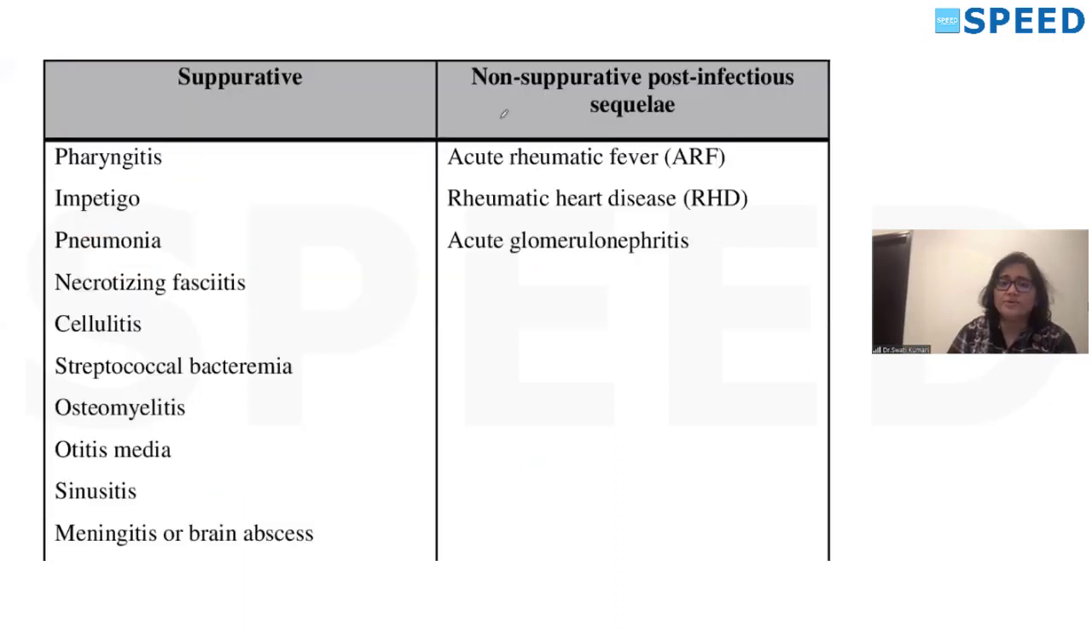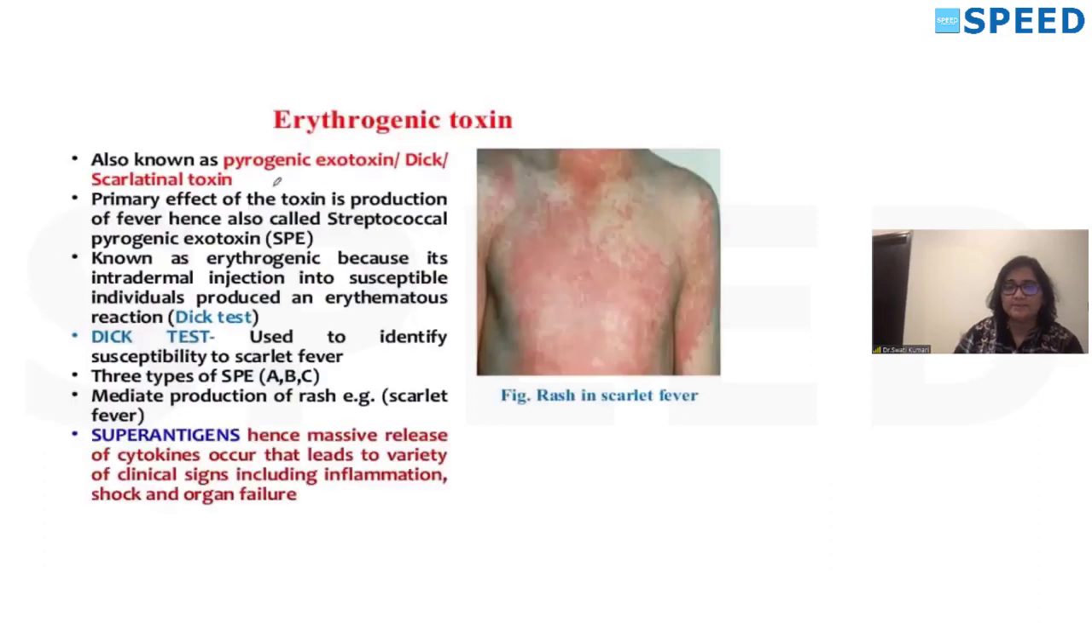So pyogenes causes suppurative and non-suppurative infections: pharyngitis, impetigo, which is a skin lesion, pneumonia, and necrotizing fasciitis. Because of that, pyogenes is called flesh-eating bacteria. The infection spreads very fast. Then cellulitis, bacteremia, otitis media, sinusitis, meningitis. Then non-suppurative, we have rheumatic fever or rheumatic heart disease and acute glomerulonephritis.